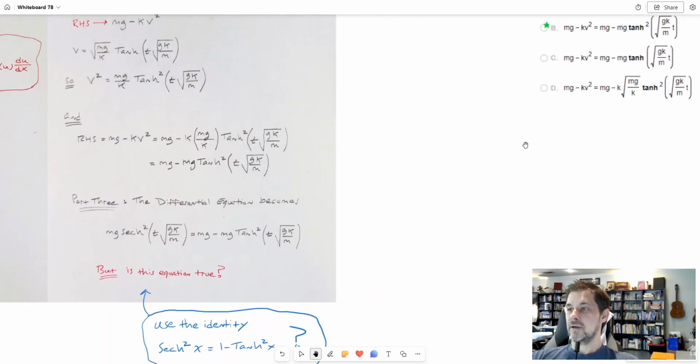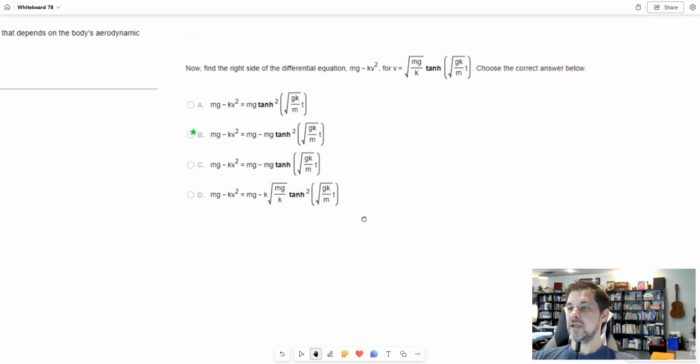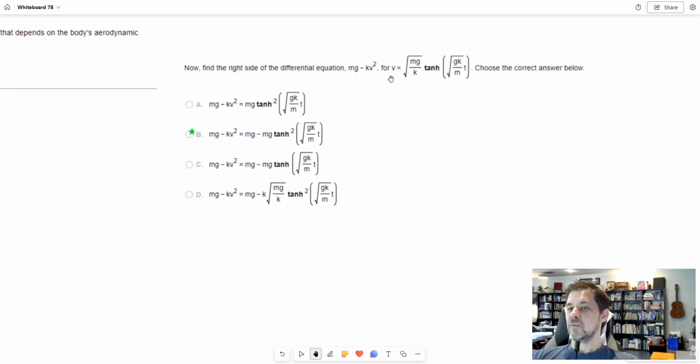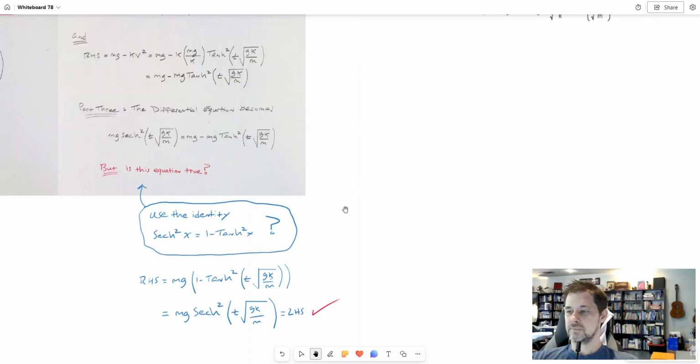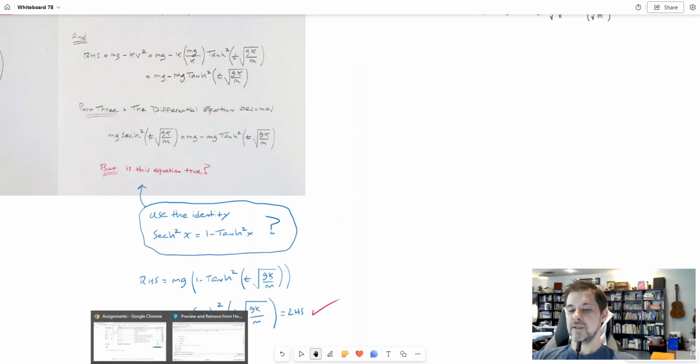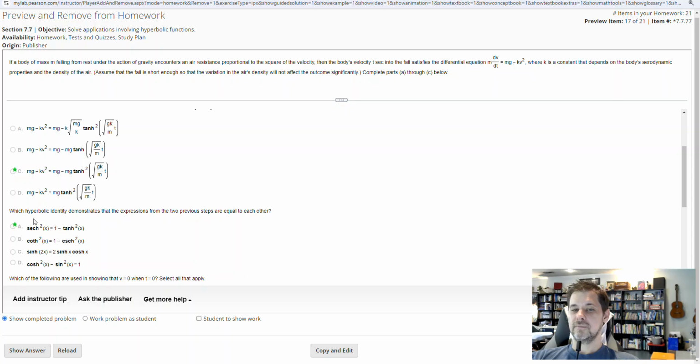On the problem on my math lab, it says, okay, hold on. Okay, on the problem on my math lab, it looks like this at this point. Which identity demonstrates the expressions from the two previous steps are equal? And so there it is. That's the way that the question is asked on my math lab. Okay, we reduce it to what I've showed you already. And then here are some identities for the hyperbolic functions. And this is the one that we need, right?